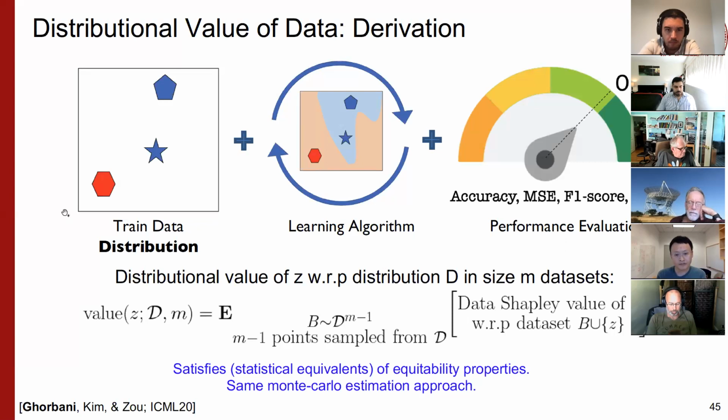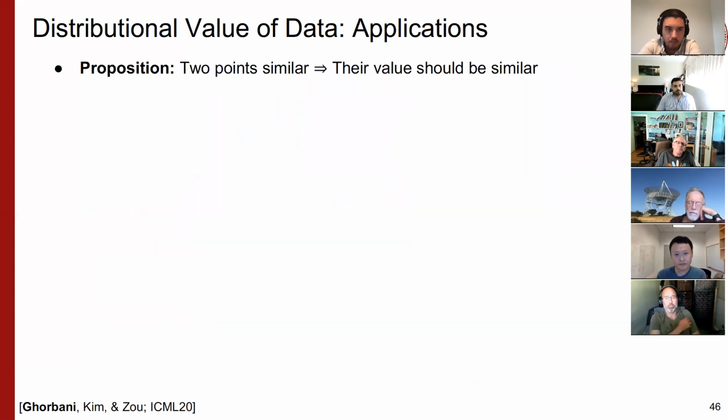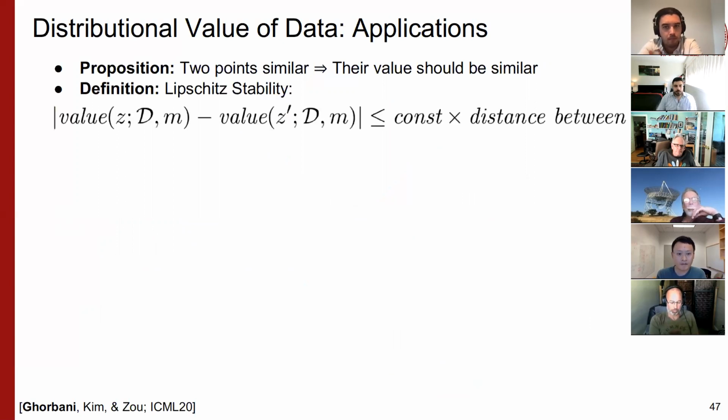So what can be its use cases? One of them is a very intuitive proposition. Assume two data points are very similar. We expect their values to also be very similar. And by that, more formally, we mean this: assume I have points Z and Z prime that are very close to each other. Their distributional Shapley value should also be very close to each other. So some sort of Lipschitz stability notion for the value itself.